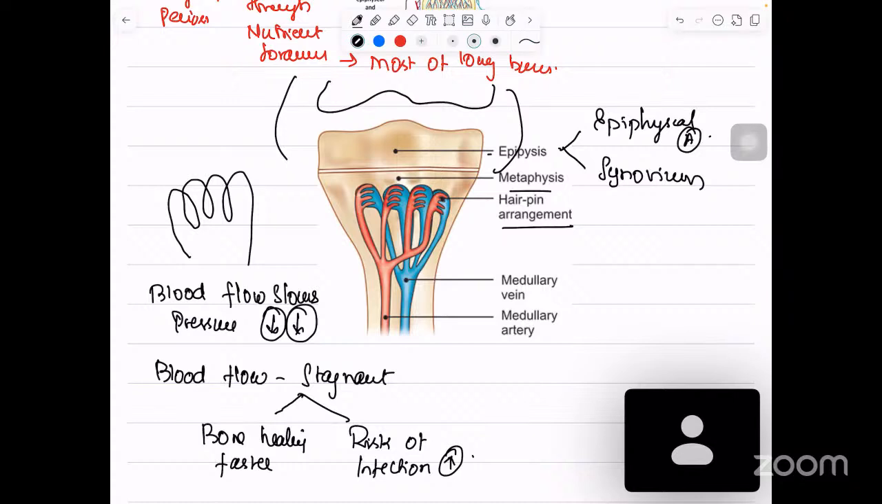So healing will always tend to be slower. Healing at the epiphysis will be slower; where the metaphysis heals in 4 to 6 weeks, epiphyseal fractures can take even 10 or 12 weeks, and the patient can go into other complications. So this is the blood supply.